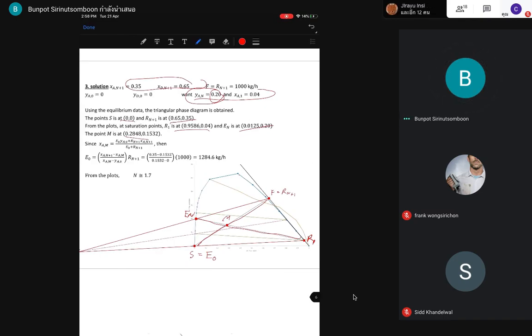And then, since we know this relationship is from the lecture note, this equation is from the lecture note, I rearrange the equation to solve for E0. And then I got the flow rate of solvent required, E0. And then I use the graphical technique to find the number of stages.